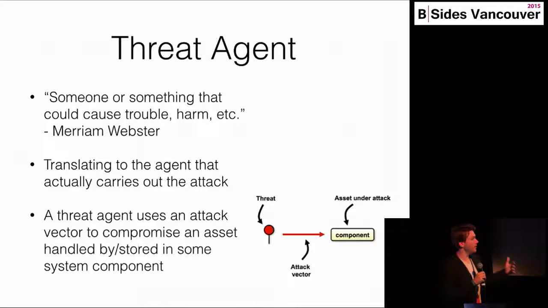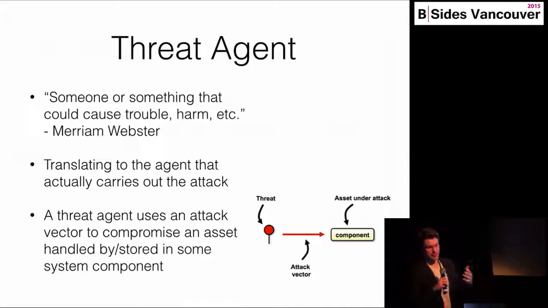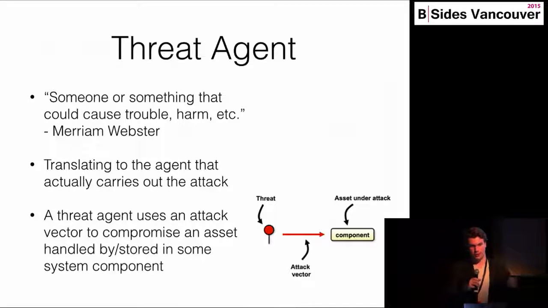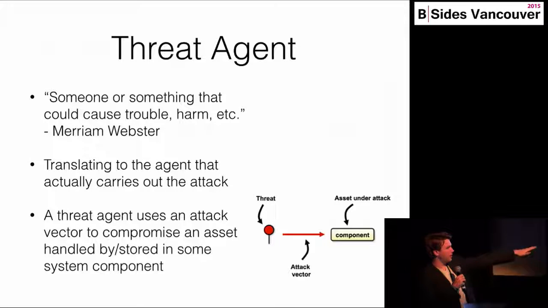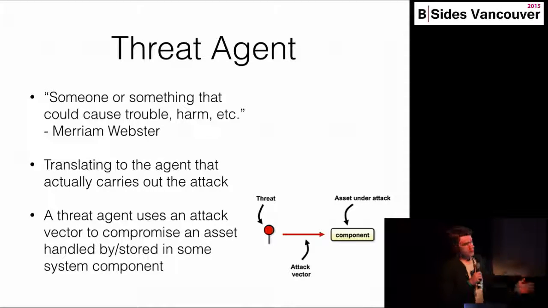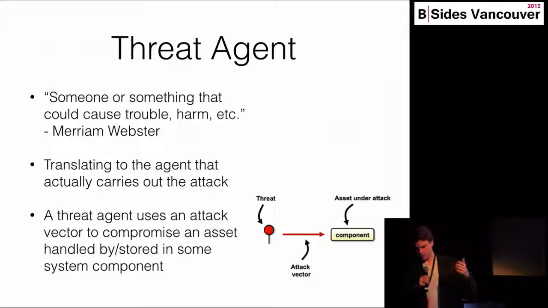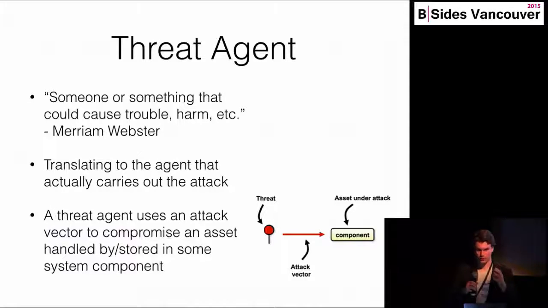A threat agent is an entity that is attempting to attack your system or intending to cause harm to your system or your organization. And as we can see in this little diagram on the bottom right, a threat agent uses an attack vector to either circumvent or bypass a control, to attack an asset, or to attack a component which is holding some asset. And ultimately, they're after that asset.